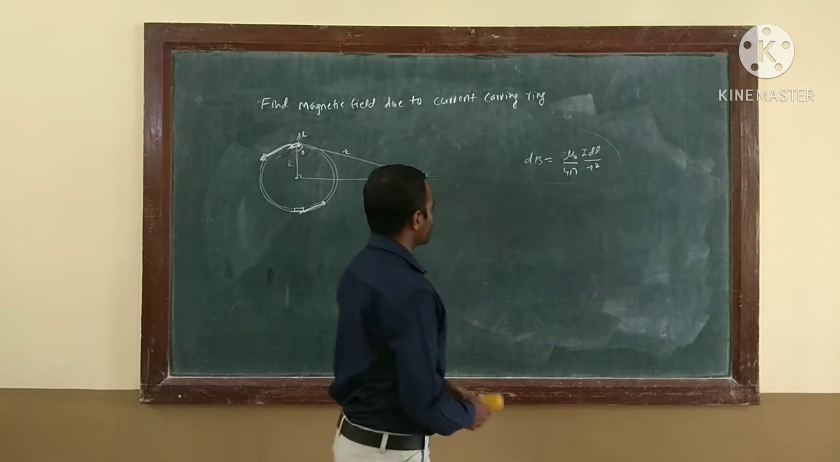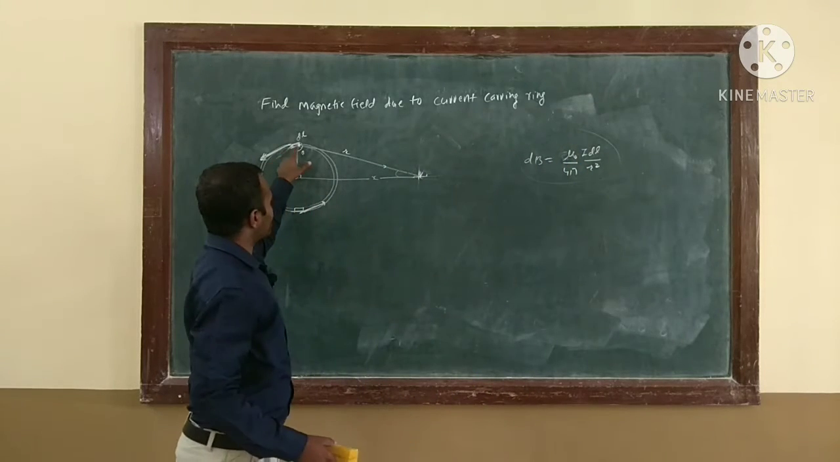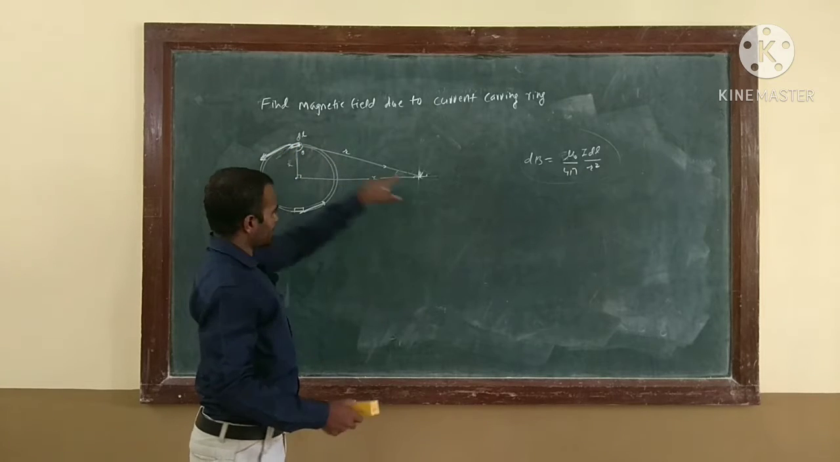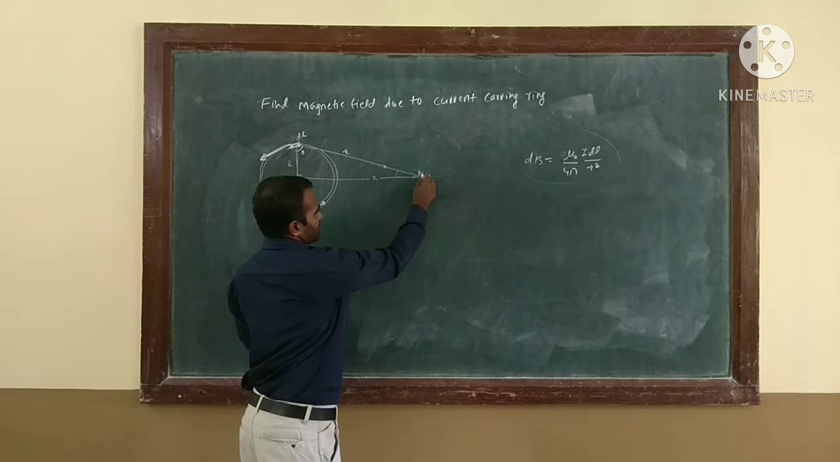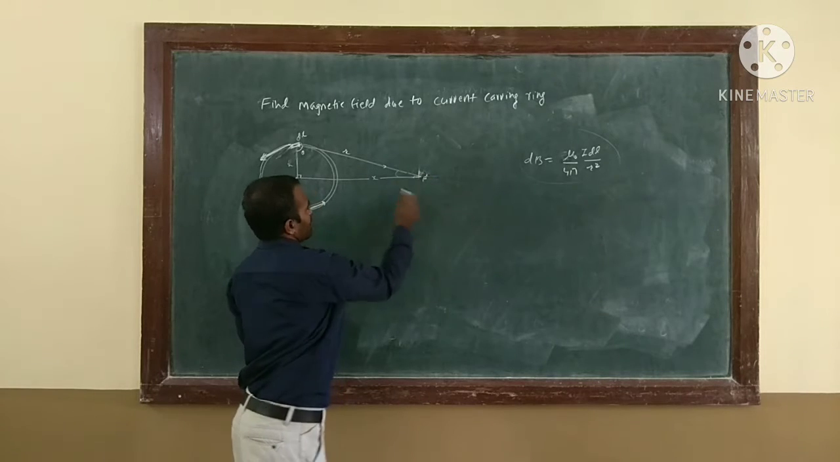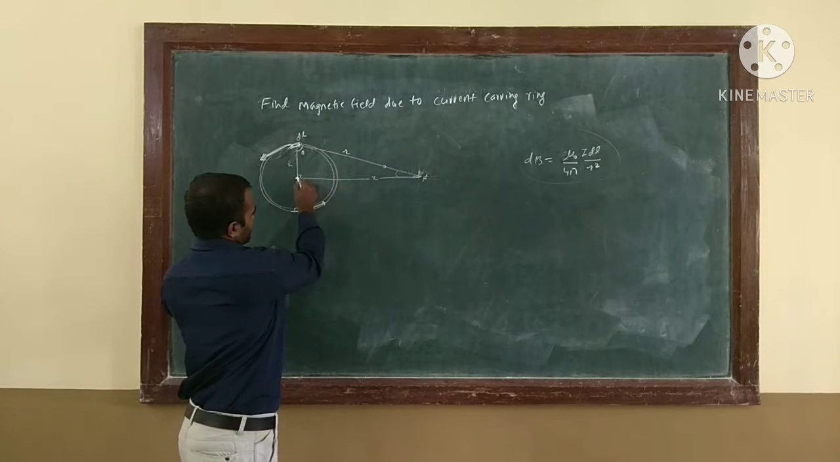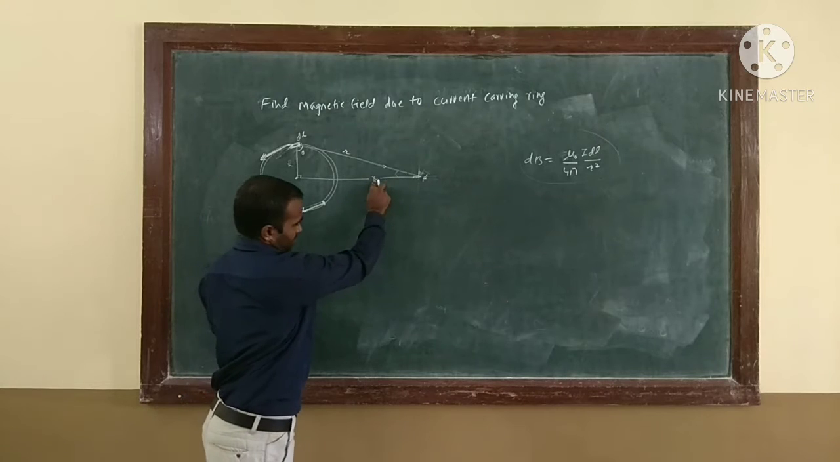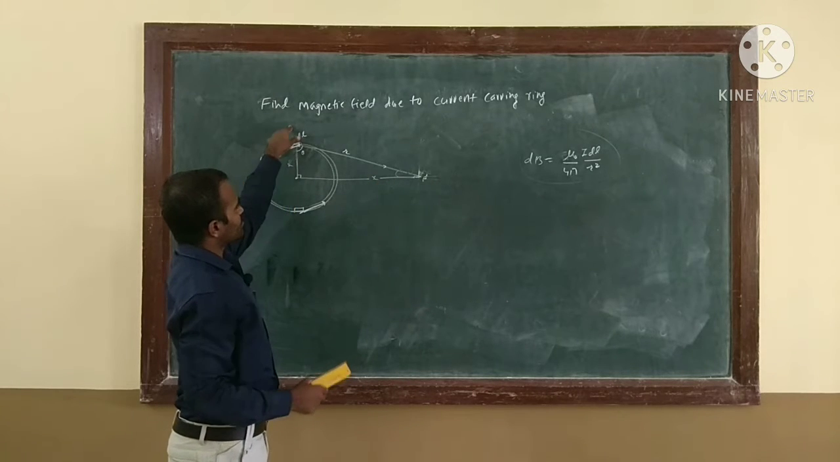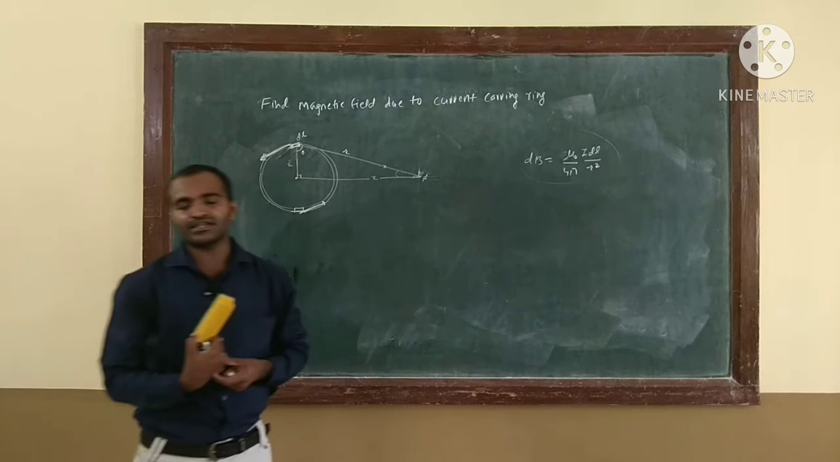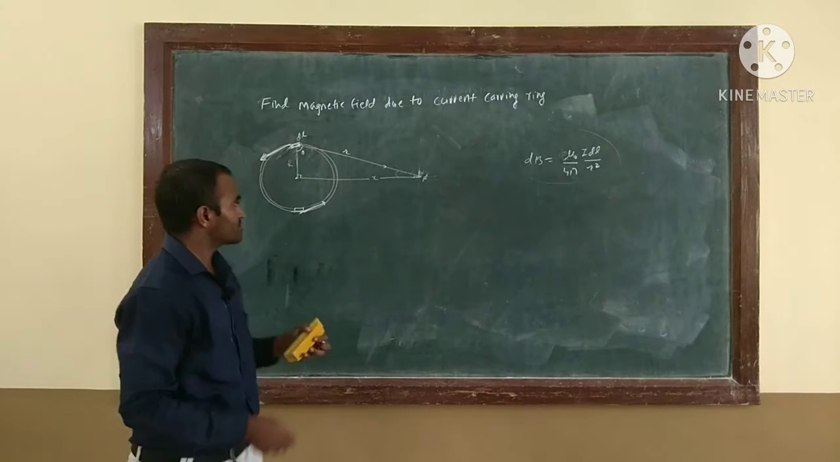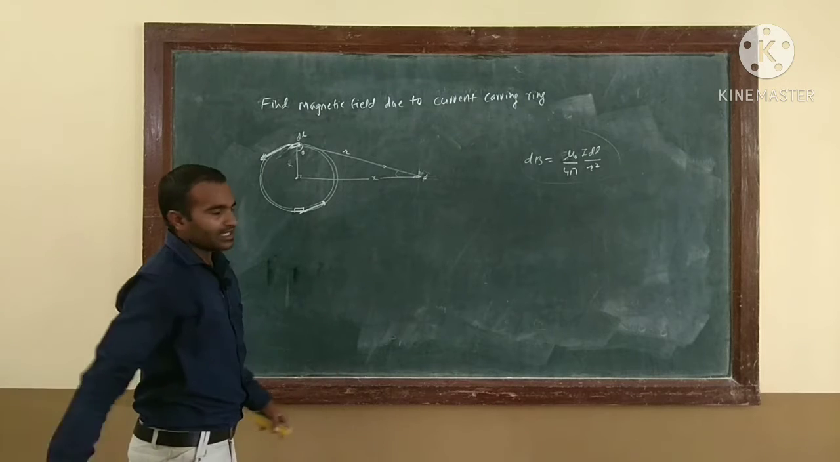Using this Biot-Savart's law, we will now determine the magnetic field at this point P, which is at distance x from the center, due to a current carrying ring. So how can we determine this magnetic field? Let's see. For that, a diagram is drawn here.